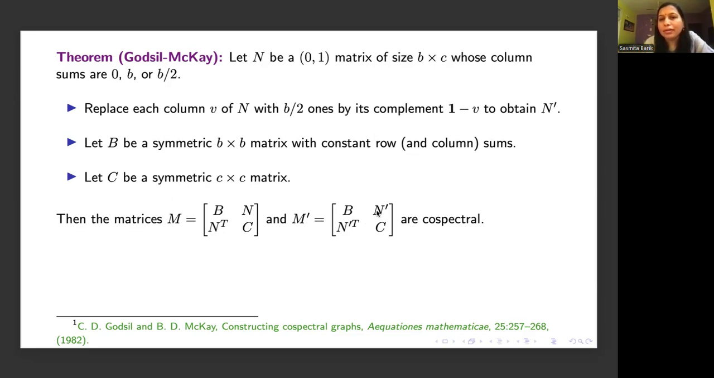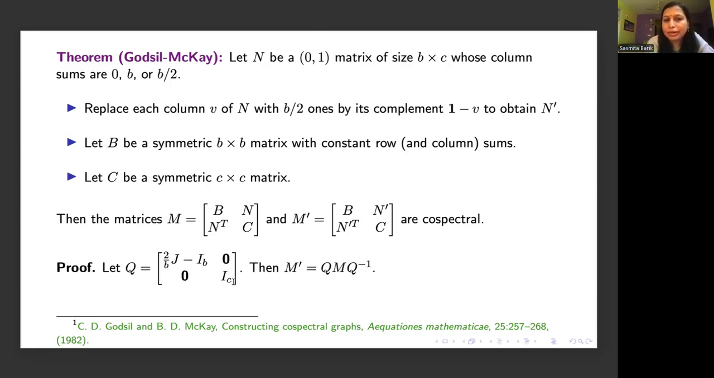So that is already switched; some entries have been changed. Then what he proved is that these two matrices are co-spectral. And that's easy, because you can just construct this matrix Q, and if I take this matrix, its inverse is itself. So you can show that M dash is nothing but Q M Q. Okay, so these two matrices are co-spectral.